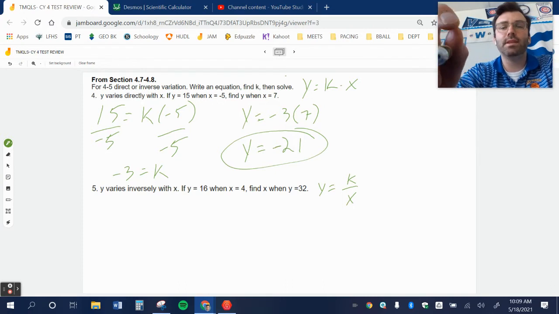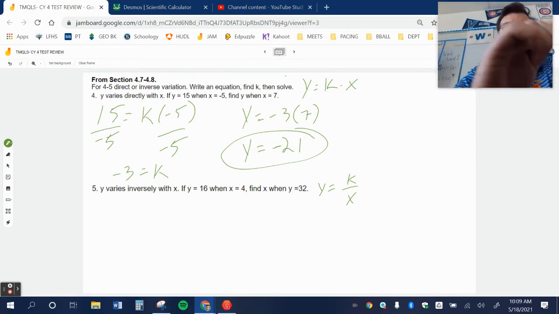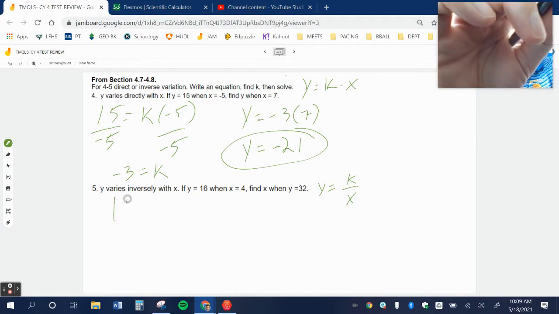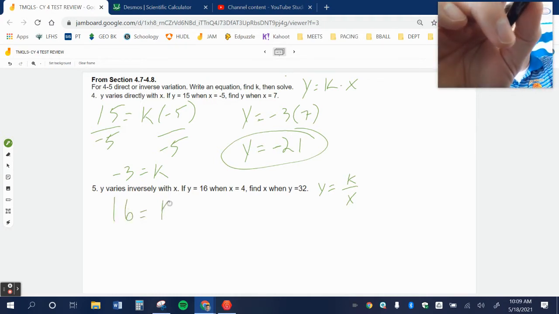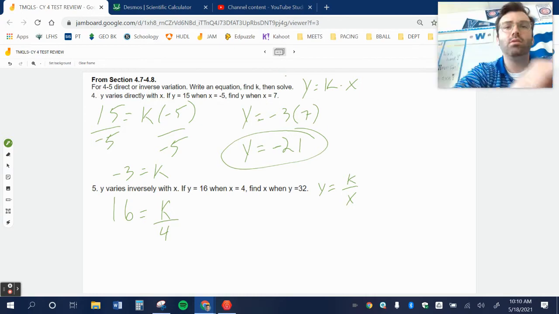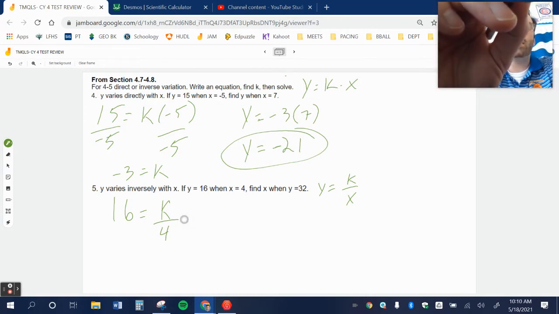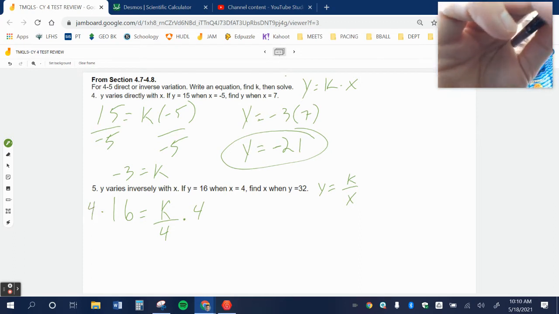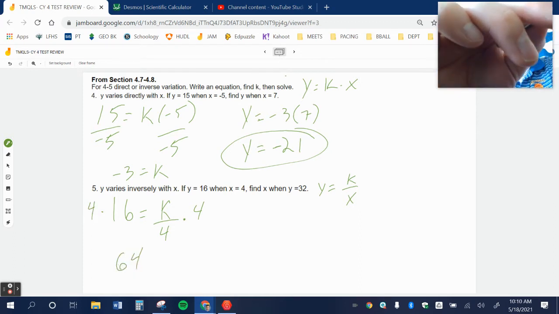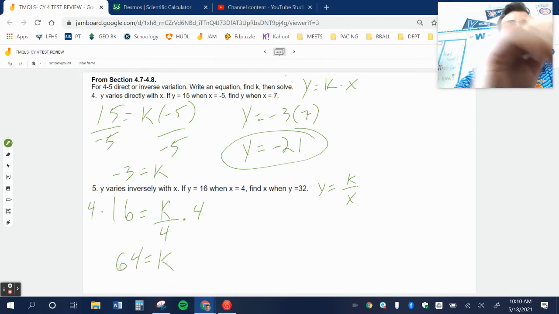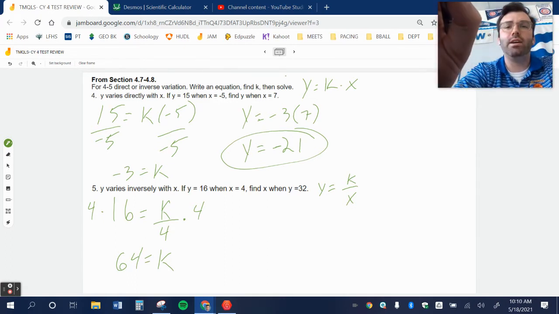All right, let's keep going. Y varies inversely with x if y is 16 and x is 4. So let's find k. So I'm going to multiply both sides by 4. So k equals 64. Well, now let's use that. Find x when y is 32.